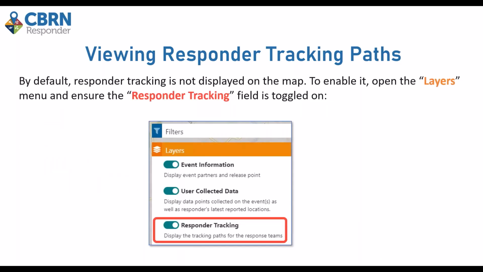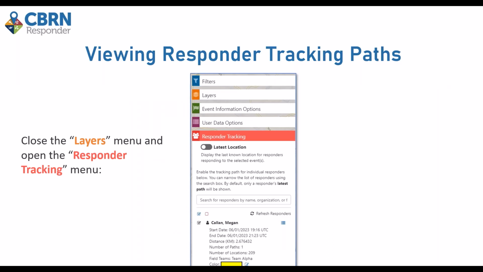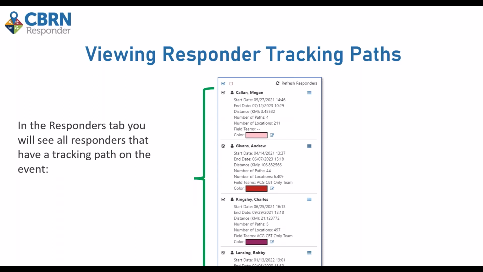When you first get to the map, you want to check that you have the responder tracking layer turned on. So you can open up the layers menu and toggle that on. I will note that by default, responder tracking is not displayed on the map, so you will most of the time have to go in there and toggle that on. Once you close the layers menu and open up the responder tracking menu, that's where you're going to see all the different responder tracking features and the different responders that have a tracking path on this specific event.